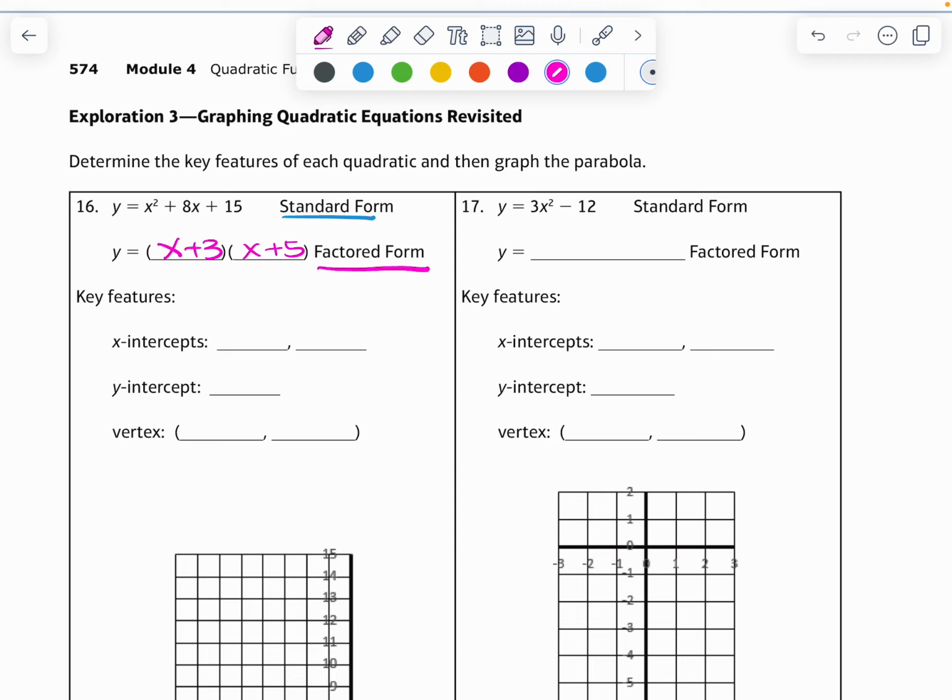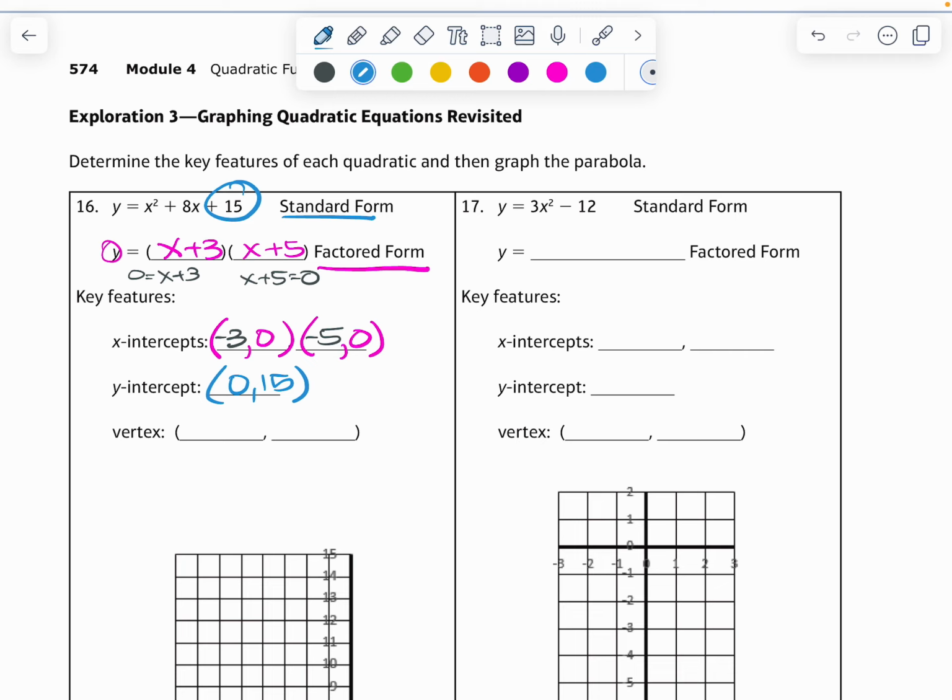From factored form, we can get the x-intercepts. All right, you just set each one equal to 0. Y equals 0 when it crosses the x-axis, right? So we're going to get something comma 0, something comma 0. You do that by setting these equal to 0. X plus 3 equals 0. Take the 3 to the other side, it'd become negative. X plus 5 equals 0. Take the 5 to the other side, it'd become negative. I already know that the y-intercept is 15, so that's 0, comma 15.